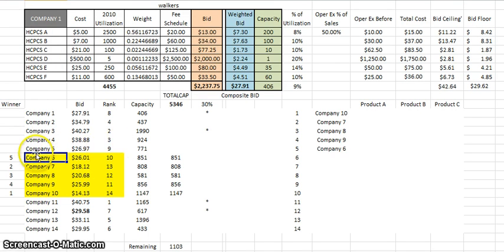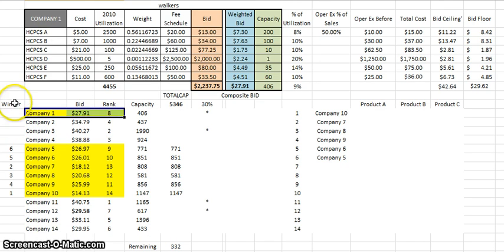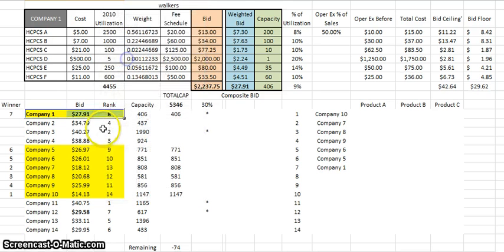The next one's company 5. We're getting close to the end. Here, company 1, we won. All right, that's it. And now that this is negative, this becomes what they call the pivotal bid. Any bid that is above this is not a winner, and any bid that is below this is a winner. Okay? So now we're going to talk about what we do after we've selected all the winners.